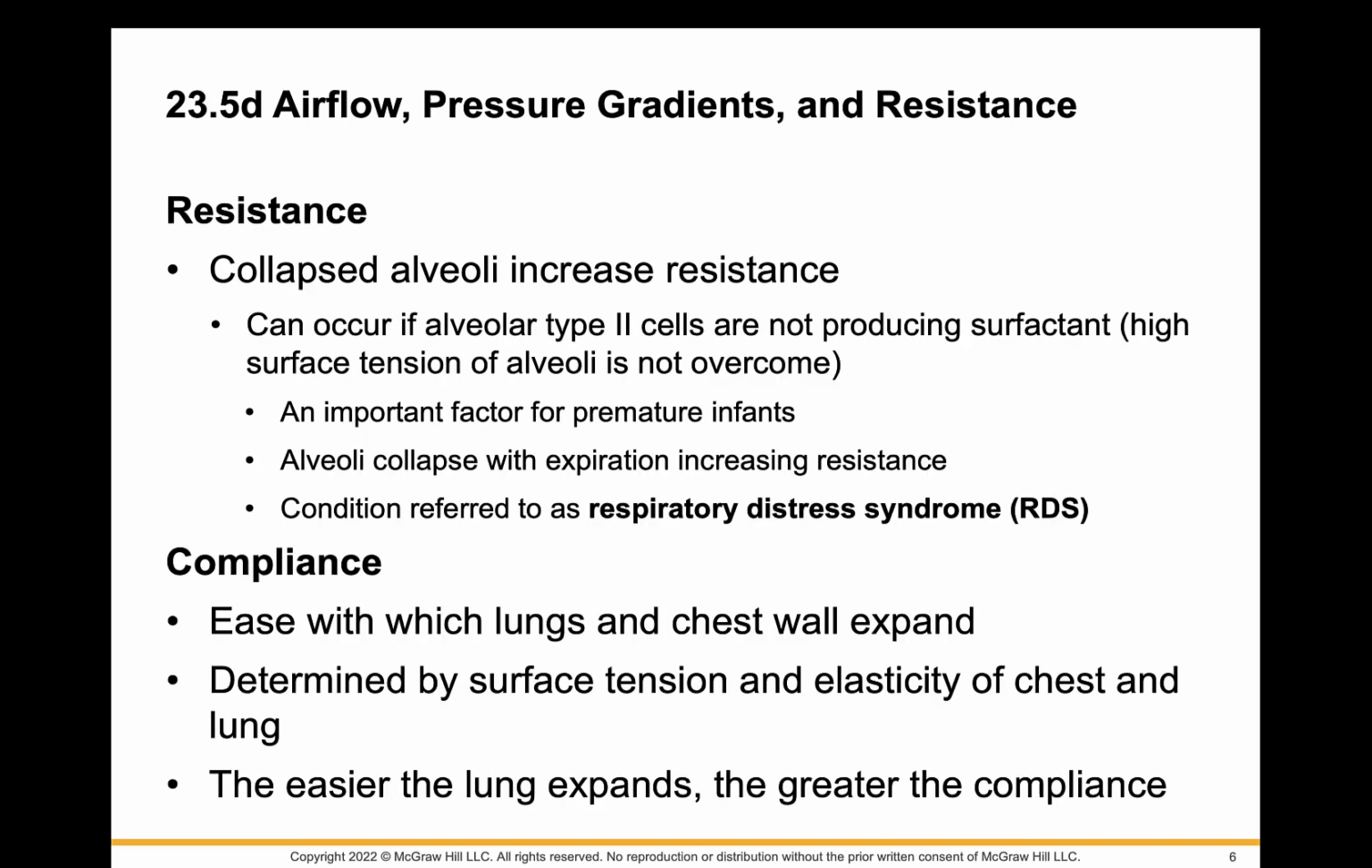Now, when we look at the alveoli, it's collapsed alveoli. And this is something that we talked about previously in the anatomy screencast when we talked about the type 2 alveolar cells that produce surfactant. And so without surfactant, there is going to be a high surface tension within the alveoli that cannot be overcome. So now individuals have to work harder to separate the water molecules from each other to allow for inflation of the lungs. This is an especially important factor for infants that are born prematurely. And what may happen is collapse of the alveoli with expiration, which would result in an increase of resistance.